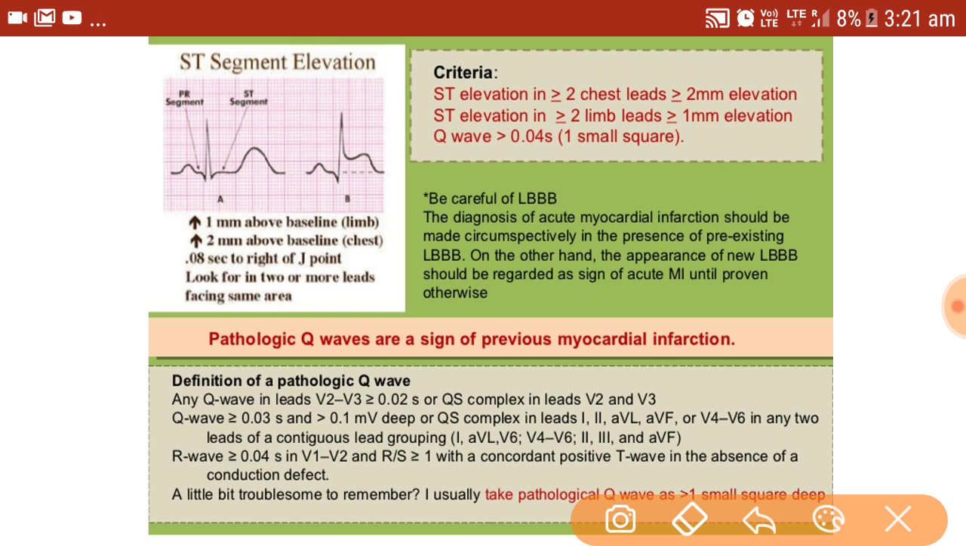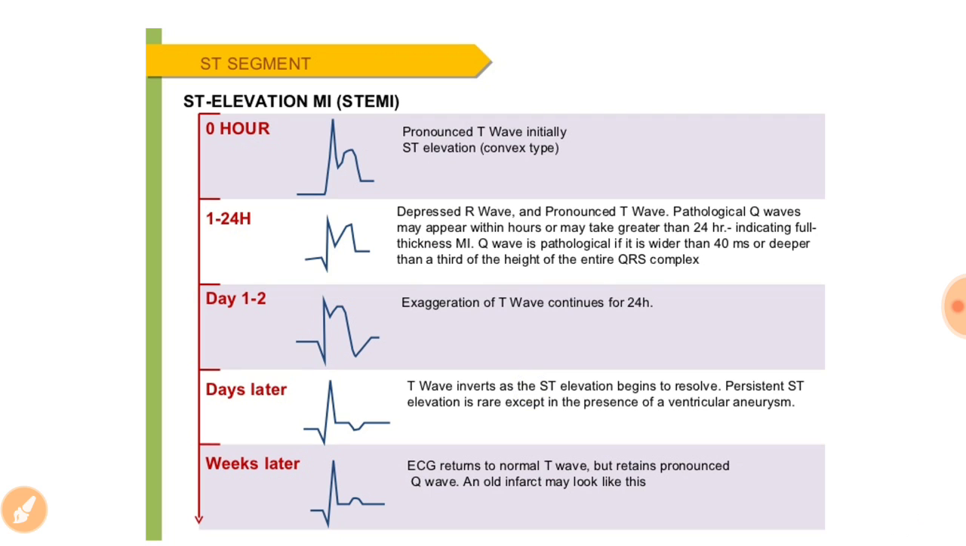So when it is significant, ST elevation should be there in two chest leads and greater than 2 millimeter elevation. So then it is called the ST elevation significant MI.